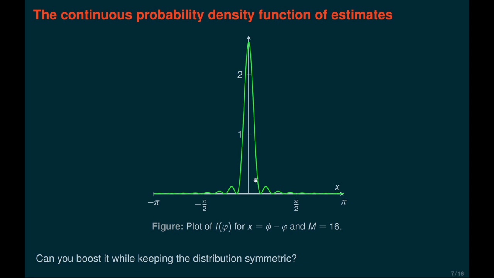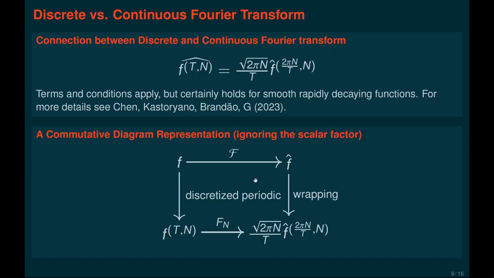Okay, and all of this you get by this fundamental relation between the discrete and the continuous Fourier transform. So basically, you understand that picture and come up with the best ever phase estimation just by understanding this nice abstract picture.